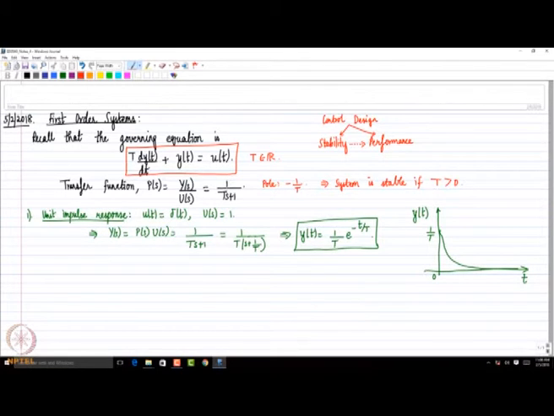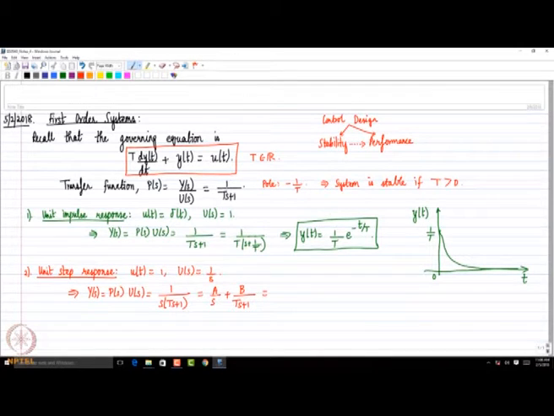Now let's calculate the unit step response. Unit step response means u(t) is equal to 1, U(s) is equal to 1 divided by s. This implies that Y(s), which is P(s) times U(s), is equal to 1 divided by s times (Ts plus 1). How can I rewrite this? If I want to do partial fraction expansion, I just rewrite it as A by s plus B by Ts plus 1.